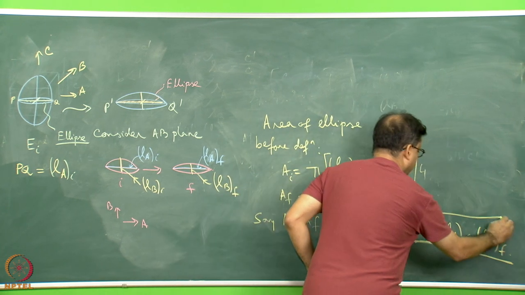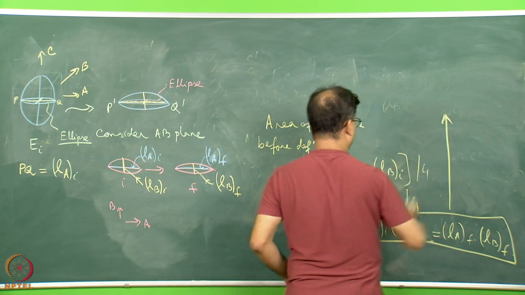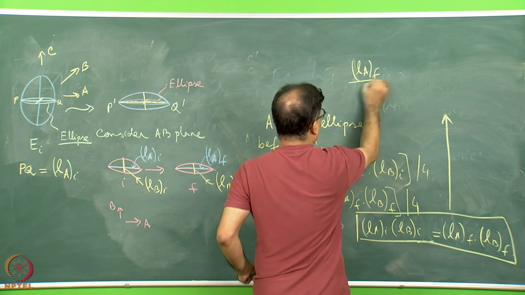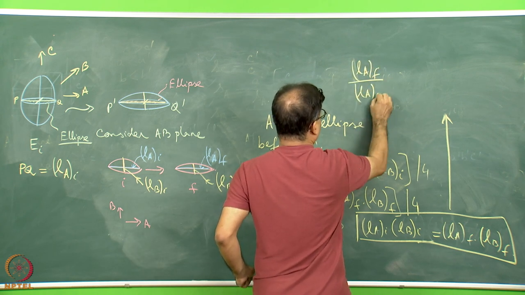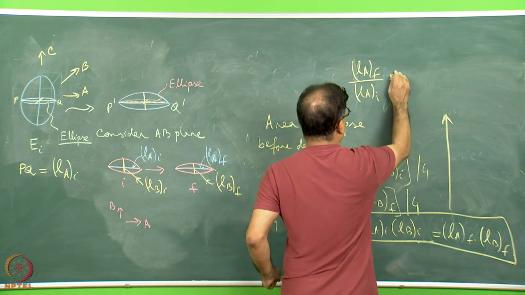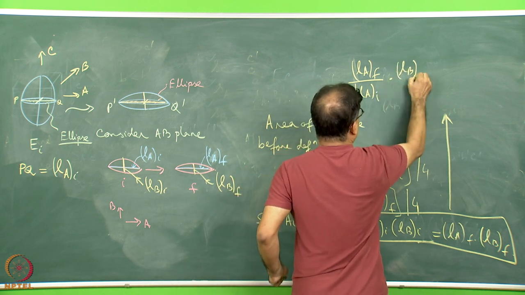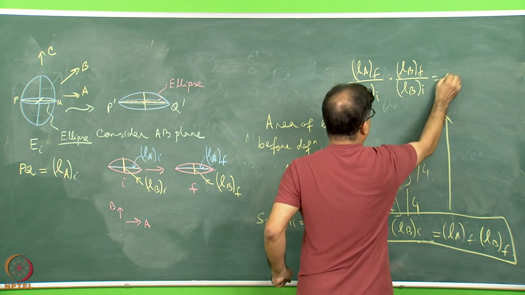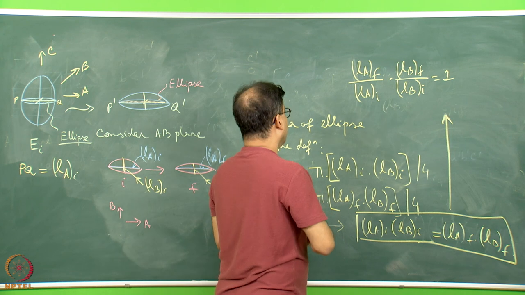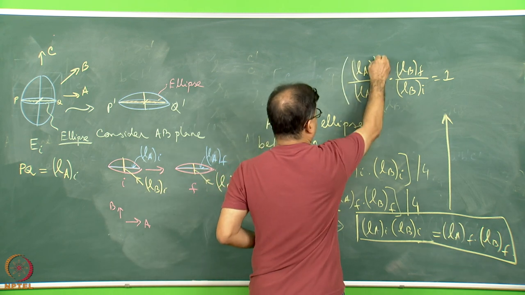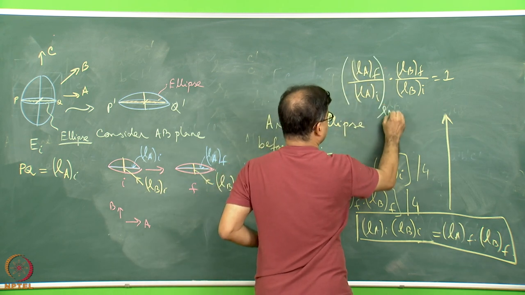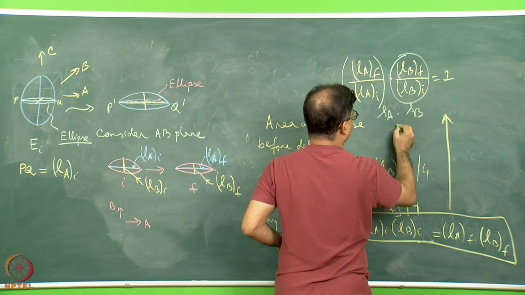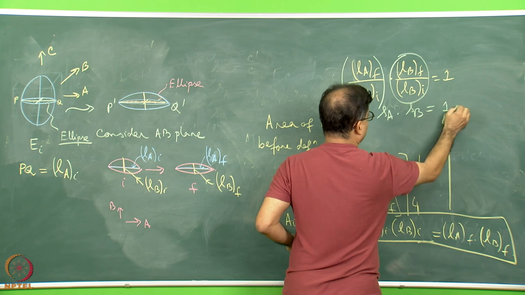So from here we can write that LA final divided by LA initial multiplied by LB final divided by LB initial is equal to 1. Now this is basically SA and this is basically SB and their product becomes equal to 1.